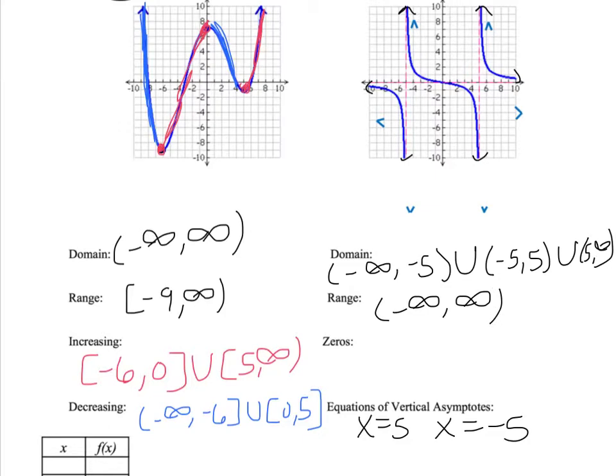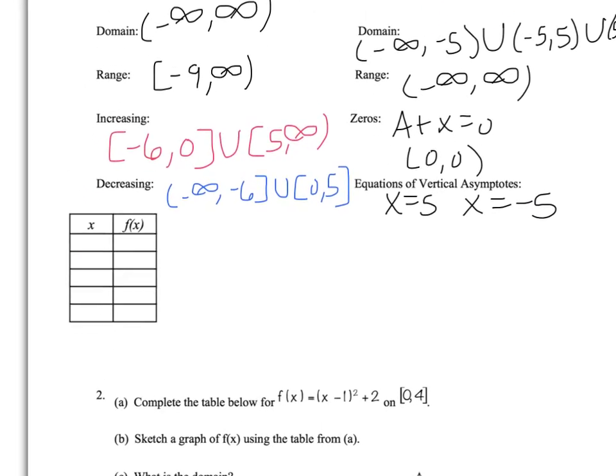Zeros of the function, kind of hard to tell, but I think there's only one zero at x equals 0, the point (0, 0). So there's only one x-intercept, only one zero for that function.